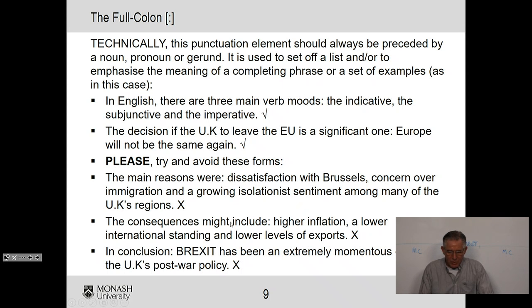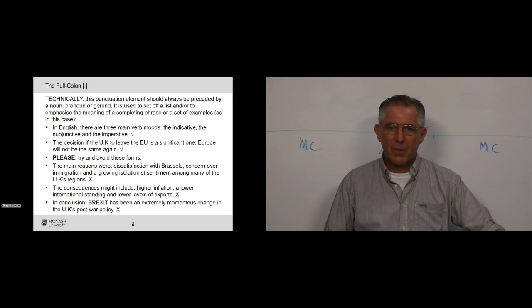So the consequences might include, no need for the full colon there, just run the sentence on. The verb here is indeed a transitive verb, and what you're doing is breaking the logical connection between the verb and its object by inserting a full colon. Bad style, in my opinion. And certainly in the third example, in conclusion, full colon, no, that again is awkward and in a way displays a certain immaturity in your writing style.